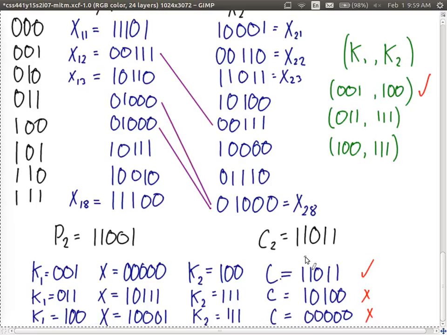We won't always get 3 potential pairs. Sometimes we'll get just 1, and therefore we don't need to check. We've already found the correct key. Sometimes we'll get more than 1, so we will need to check.